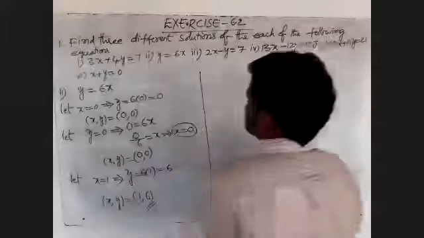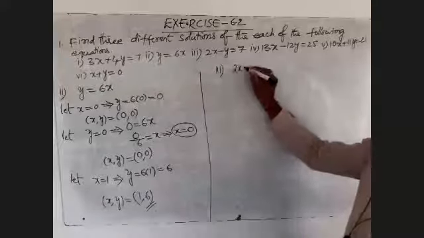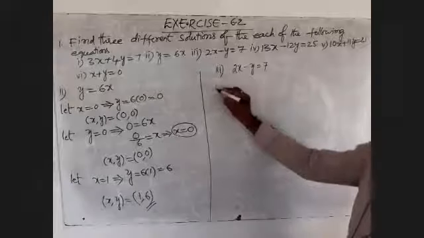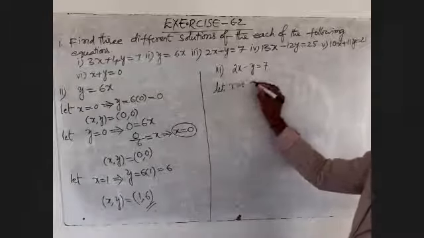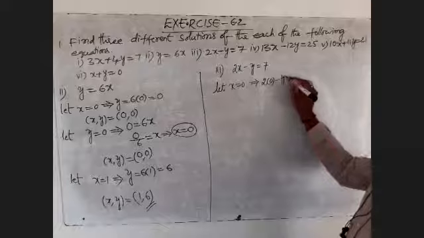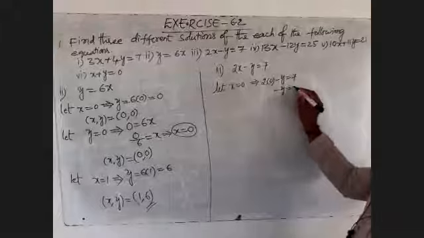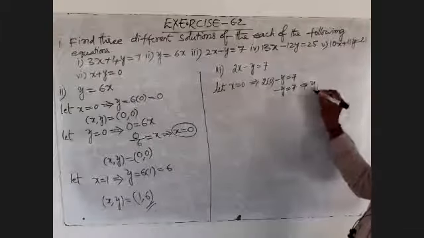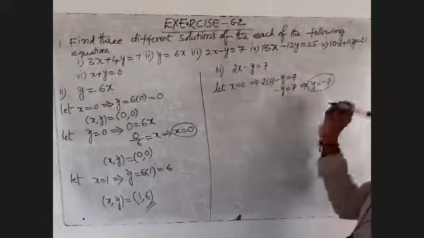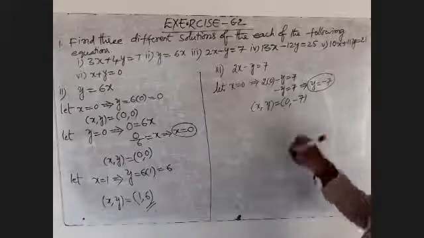Now I am going to the next one, that is the third one: 2x minus y is equal to 7. This is the given equation. Let x is equal to 0. The given equation can be written as 2 into 0 minus y is 7. 2 into 0 is 0, that means minus y is equal to 7, so y is equal to minus 7. When x is 0, y is minus 7. That is (x, y) is equal to (0, minus 7).